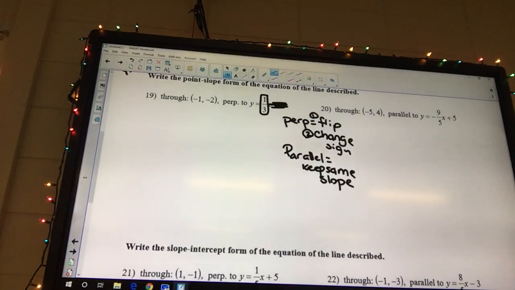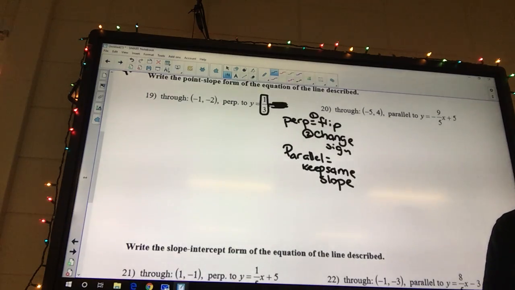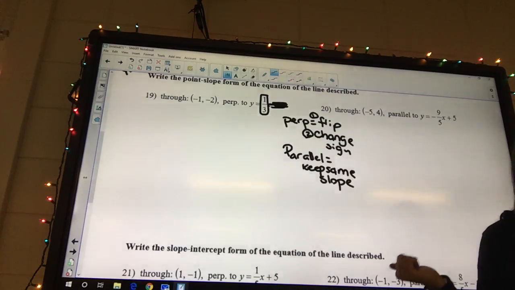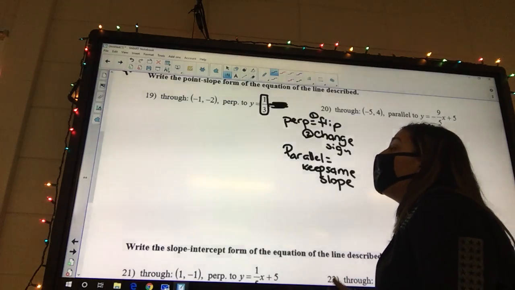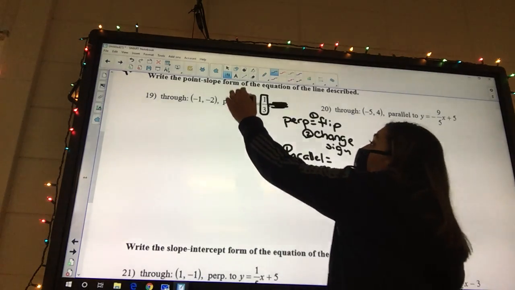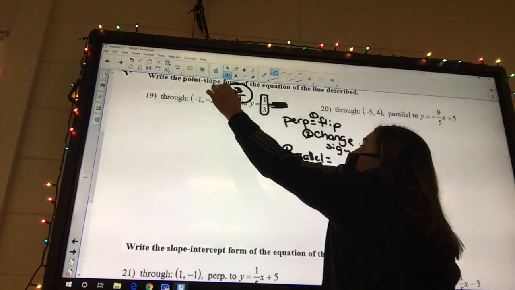So if we flip it, what's the new one going to be? Well, right now it says 1/3. What happens when we flip it? 3. It's going to be 3/1. And then right now it's a positive, so what's our new one going to be if we have to change the sign? Negative. And 3/1 is just 3. So our new slope is going to be, and we can put 3/1. This is going to be our new slope.